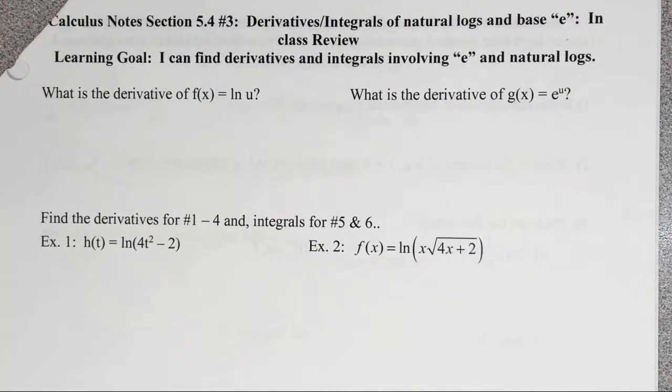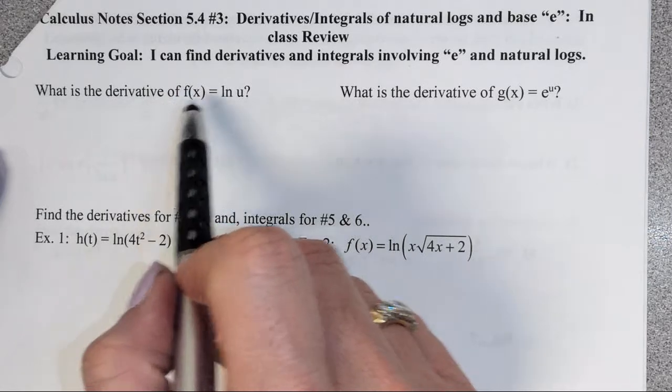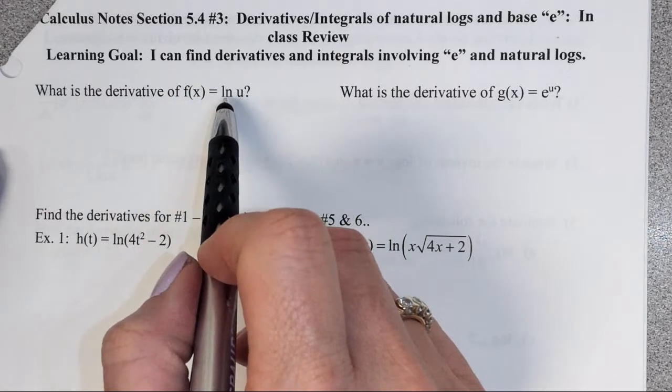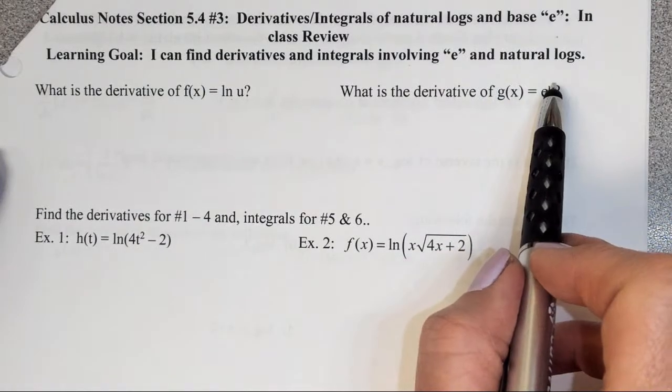All right, so the first part here, we're looking at still section 5.4. This is the third part of it. Here, the third part of the assignment is you're going to be having a combination of problems. Some of them will be natural log of u problems. Others will be e to the u problems.